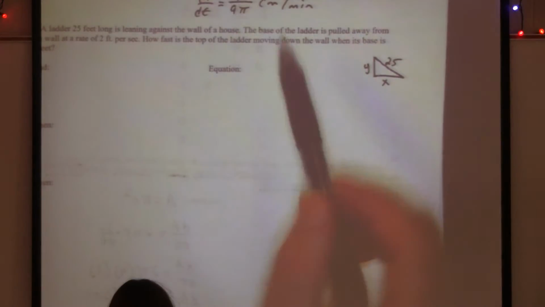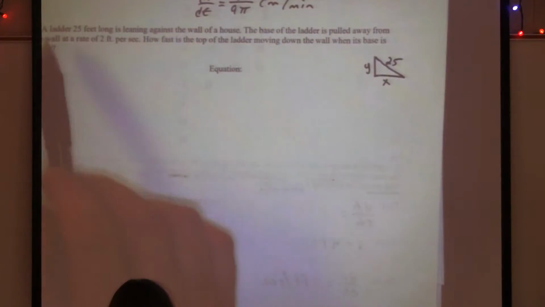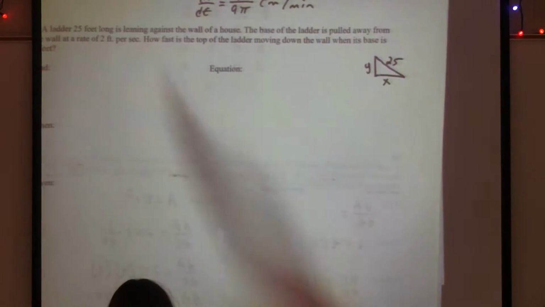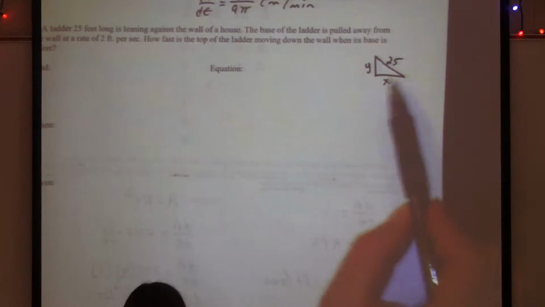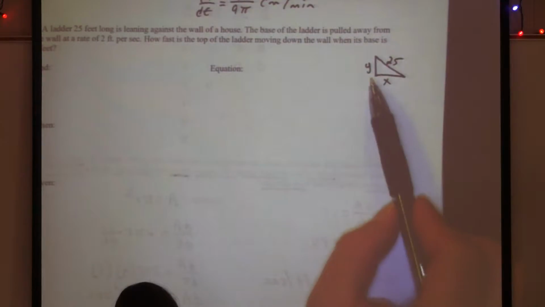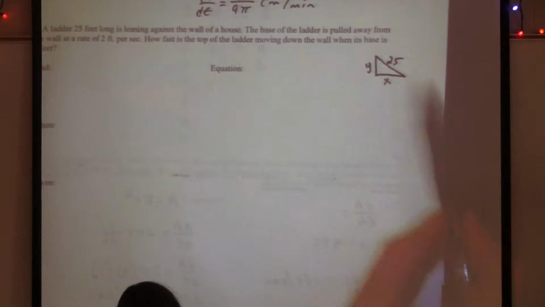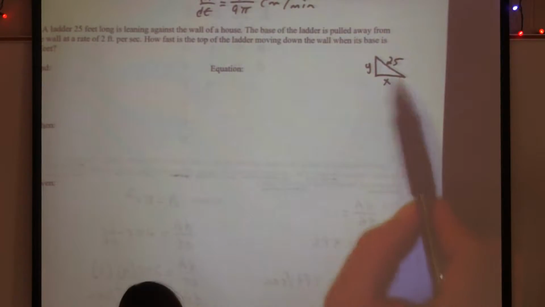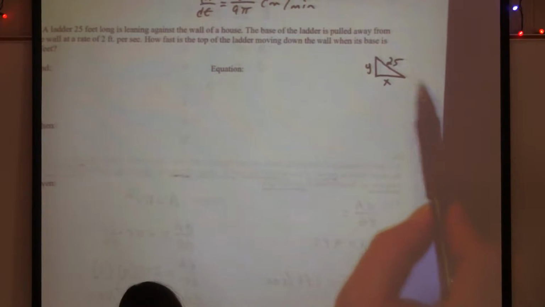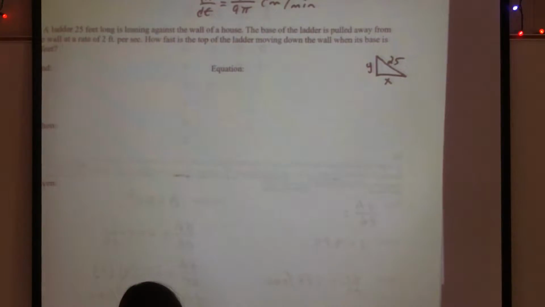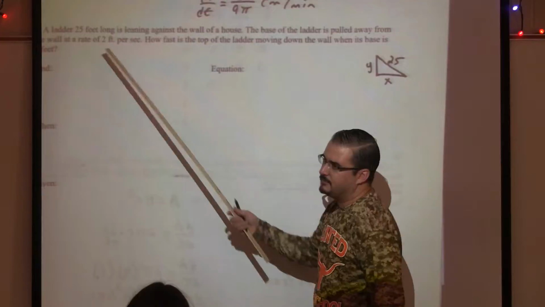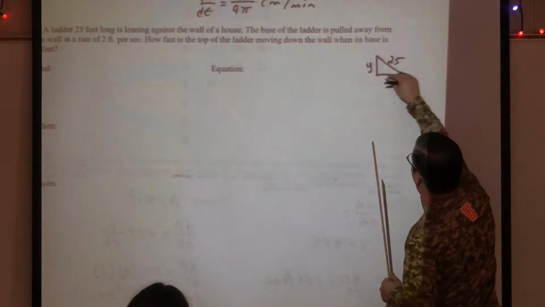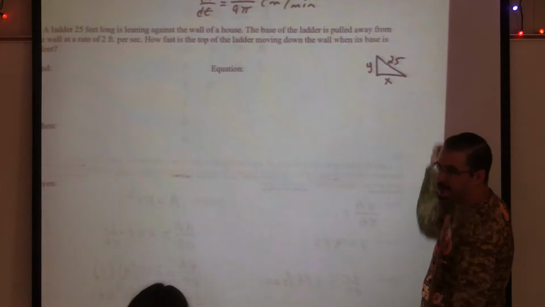Alright, so let's look at it. The base of the ladder is pulled away from the wall at a rate of 2 feet per second. So if I'm pulling the ladder away, what's changing? The distance from the wall, or can we just say the base? Is the base increasing or decreasing as I pull the ladder away? It's increasing, right? So should this rate be positive or negative? Positive, because the length of it is increasing.